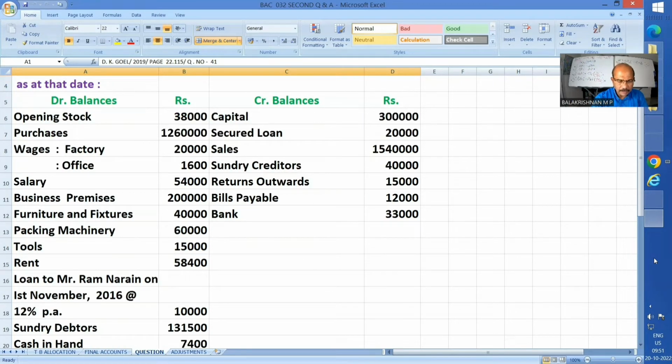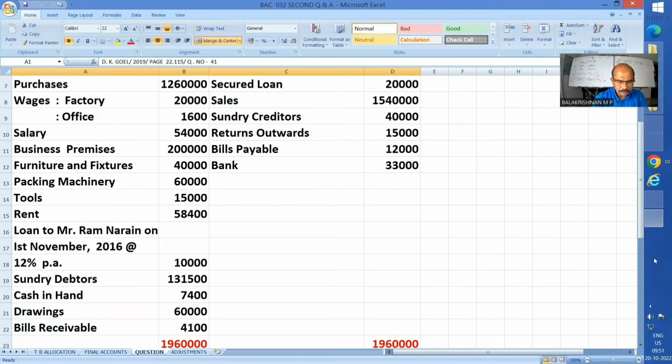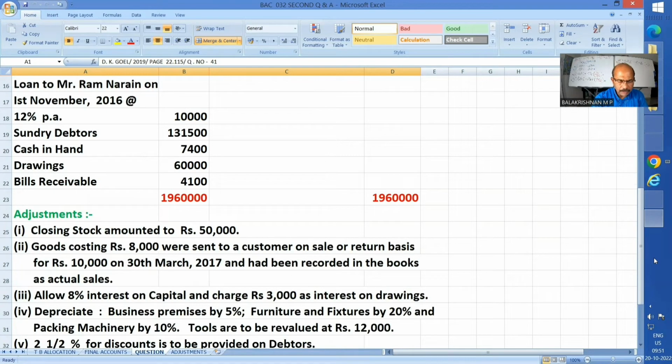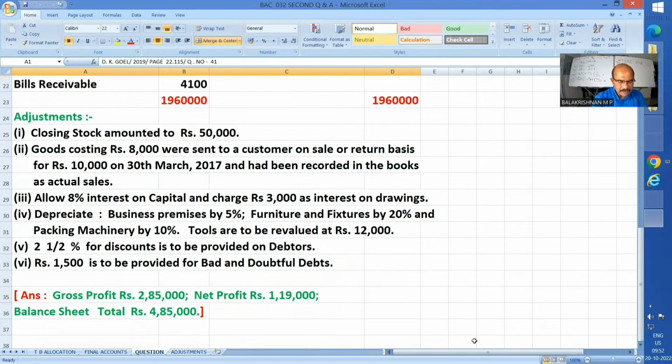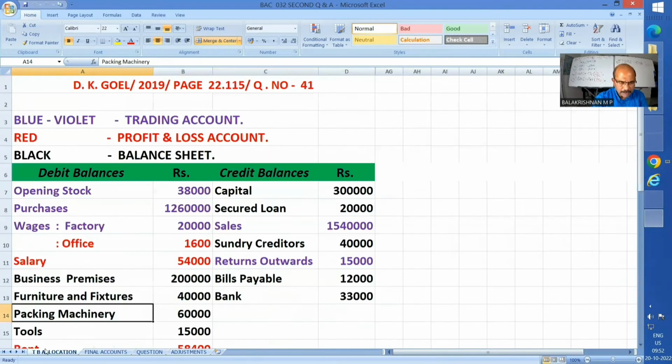Okay, and the remaining part. Well, it is followed by 1, 2, 3, 4, 5, 6 number of adjustments, and the answer hints have been given. So what I have to do first, as usual, let me make you people very comfortable with the trial balance allocation. Blue, violet item: trading account. Red item: profit or loss account. And black one: balance sheet.